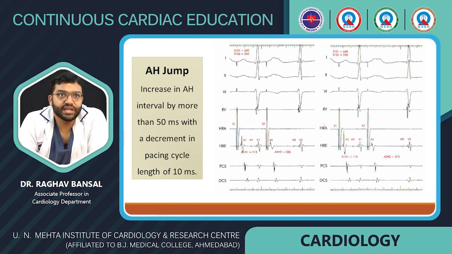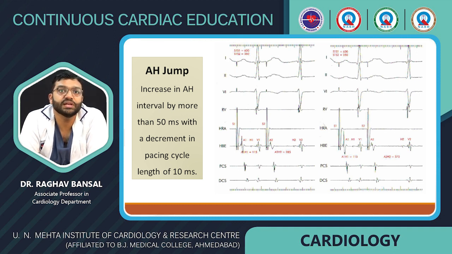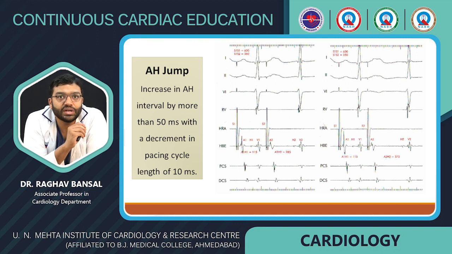So how do we define an AH jump? An AH jump is defined as an increase in AH interval by more than 50 milliseconds with a decrement in pacing cycle length of only 10 milliseconds. In this example, in the first trace, we are giving a basal cycle length of 600 milliseconds. We give an extra stimulus at 360 milliseconds, and we see an A2H2 interval of 285 milliseconds. Note that A1H1 with the basal cycle length is 115, and with an extra stimulus of 360, A2H2 is 285.